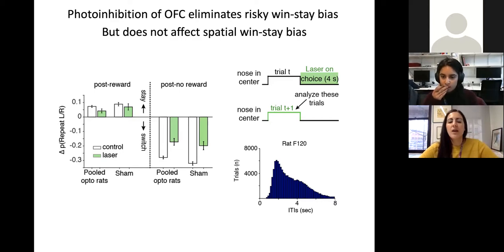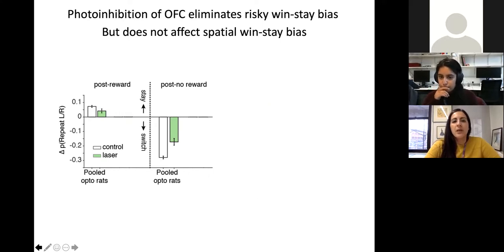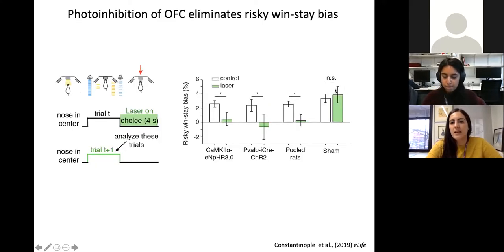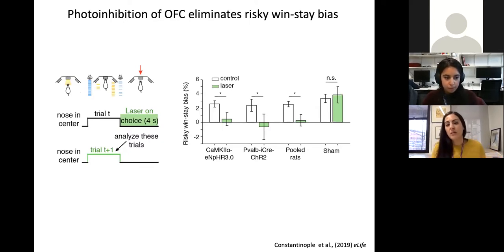But there's also another thing which is intriguing, which is that the spatial bias seems to decay with time, whereas the risky bias does not, right? Because there's no effect on the sham rats. And so that further argues that these different trial-by-trial learning effects are dissociable and mediated by distinct neural mechanisms.